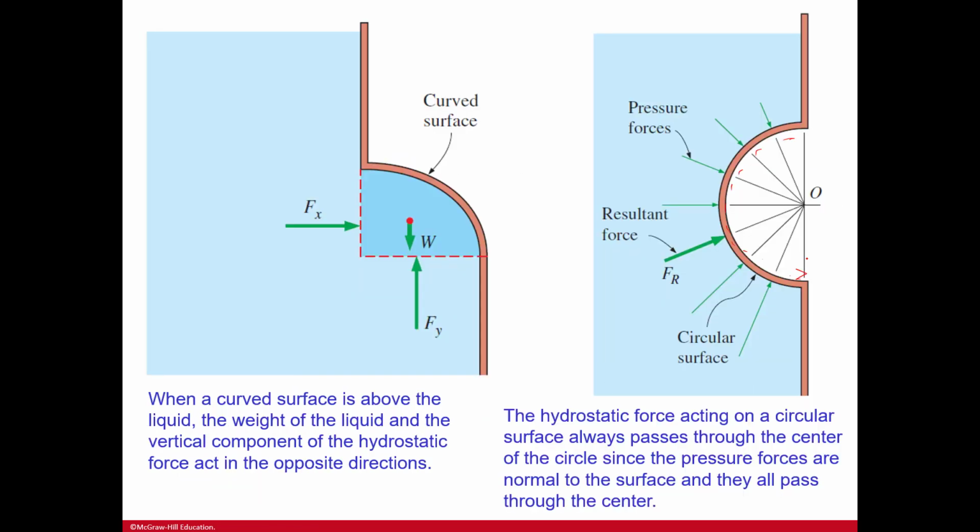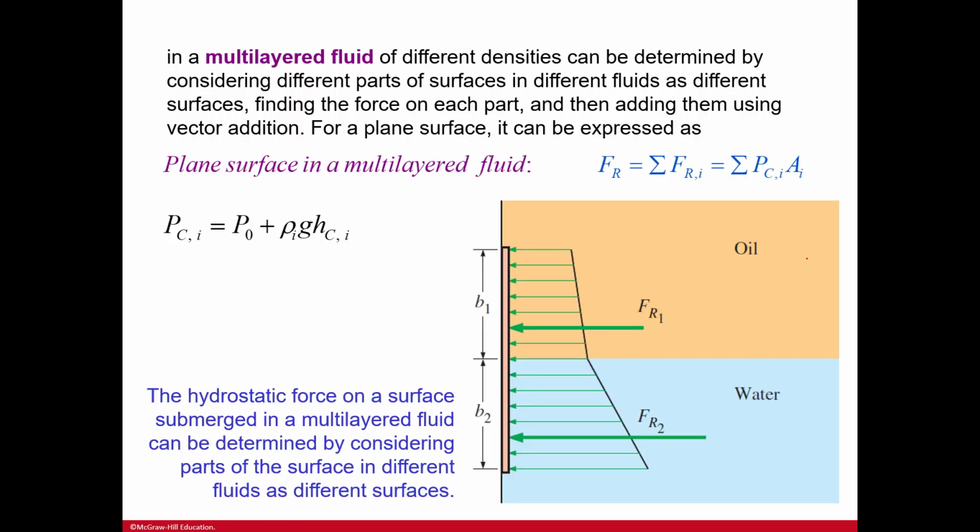In a multi-layered fluid of different densities, the force can be determined by considering different parts of the surfaces in different fluids. So what this is saying, and it's pretty applicable, is that if you have one item submerged in two different mixtures or two different working fluids, you will need to analyze them separately and then combine them, see the sum. You'll need to combine what you are able to find.